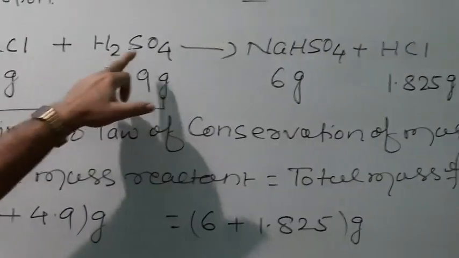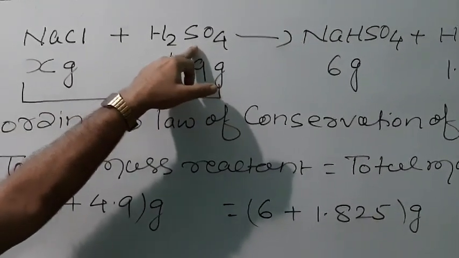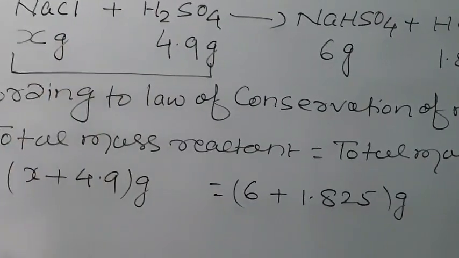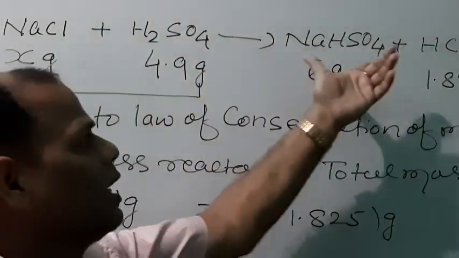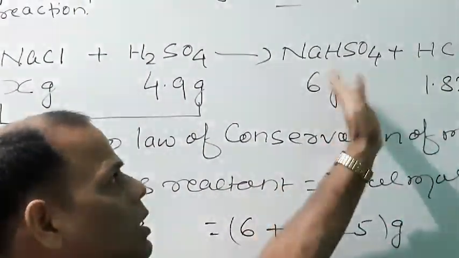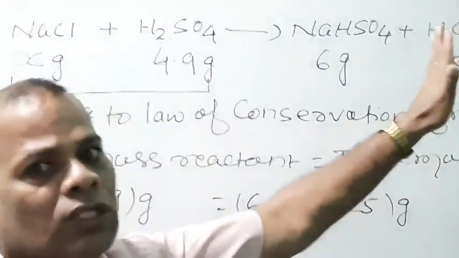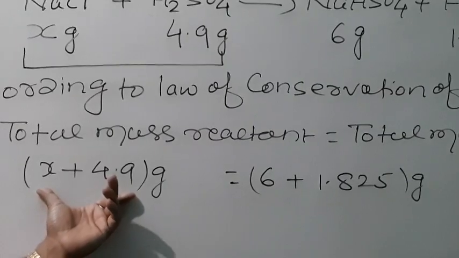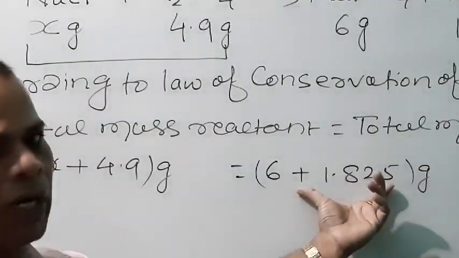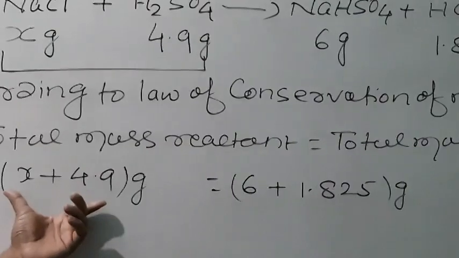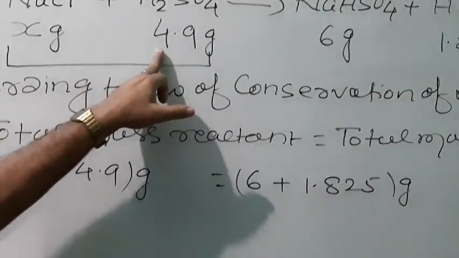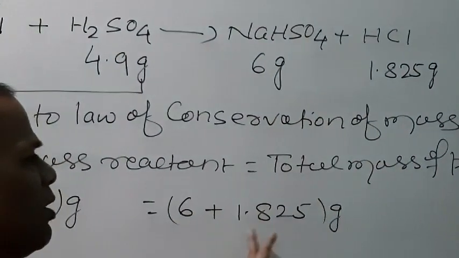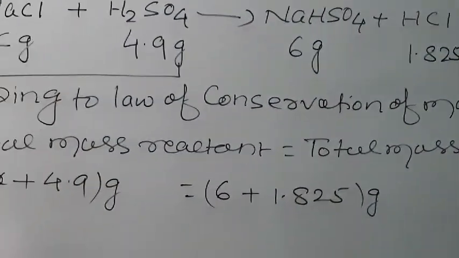Here NaCl plus H2SO4 are taking part in a chemical reaction, so these two come under the category of reactant, and during the chemical reaction these two substances are formed, NaHSO4 and HCl. So these two are called product. Now total mass of the reactant is equal to the total mass of the product. We have x plus 4.9 and 6 plus 1.825.